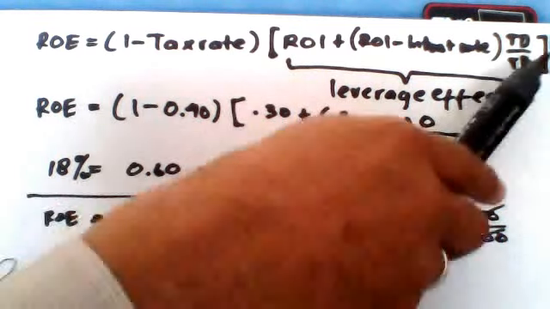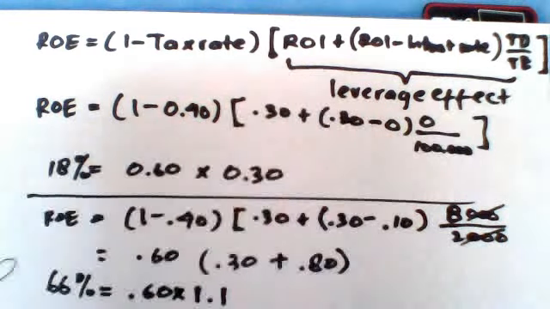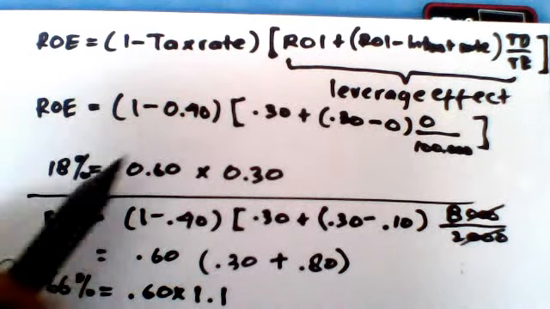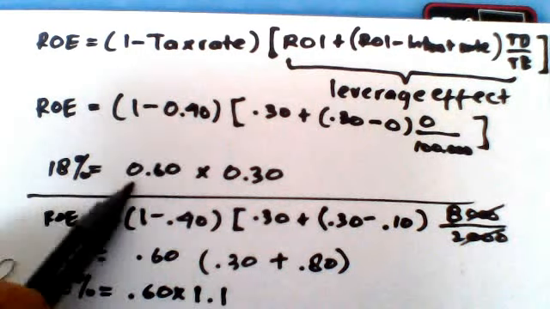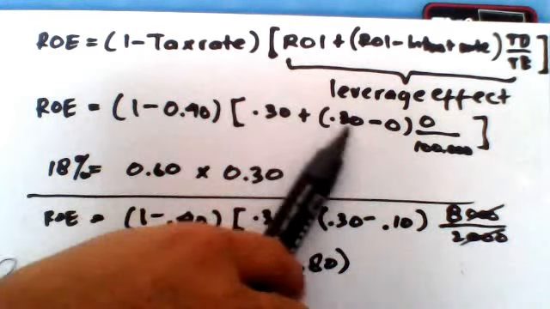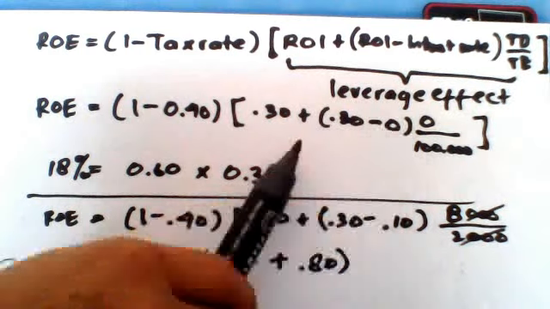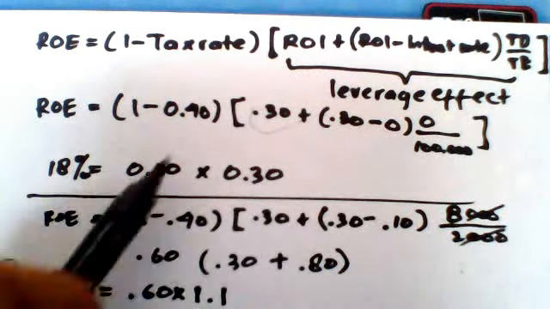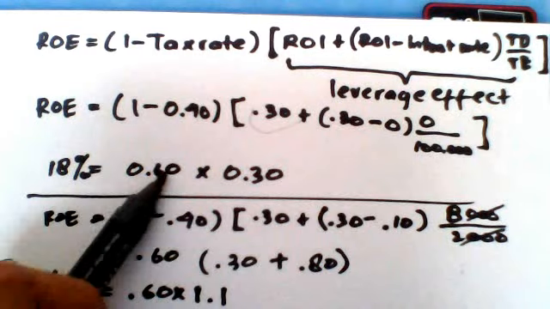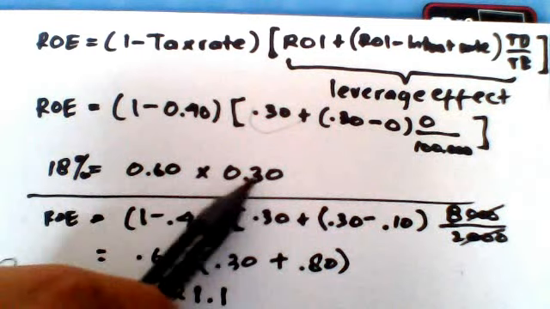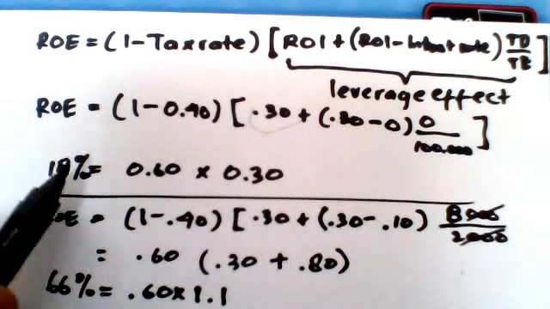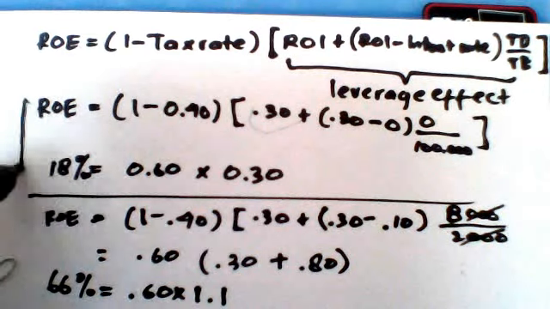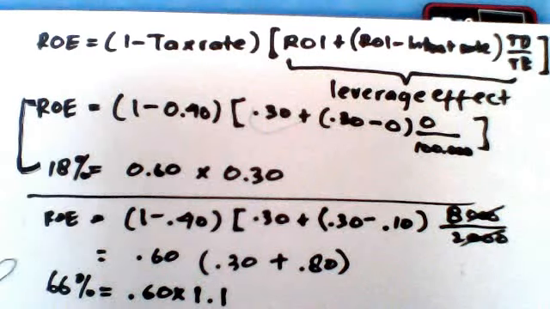And let's suppose the company has equity of 100,000. So 1 minus 0.40 is 0.60, and this is going to be 0, this is going to be 0, so only this remains: 0.30. We multiply 0.60 and 0.30, and we get 18%. So basically, this is the ROE for a company that is not taking any debt or any interest.